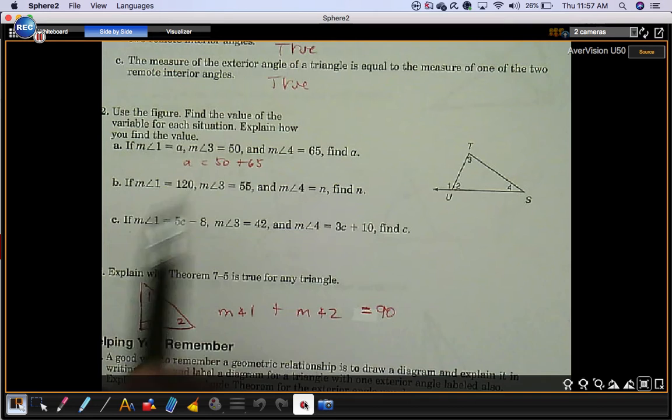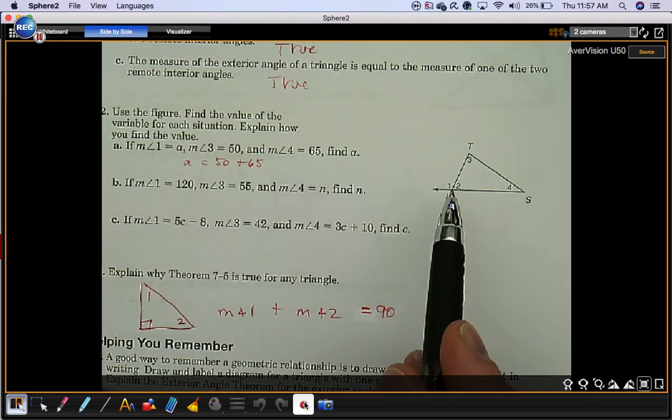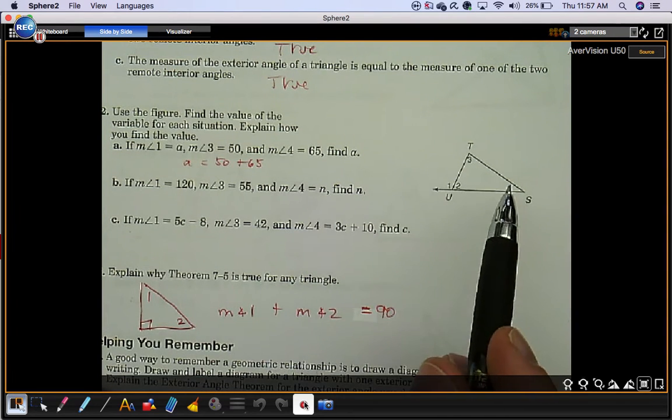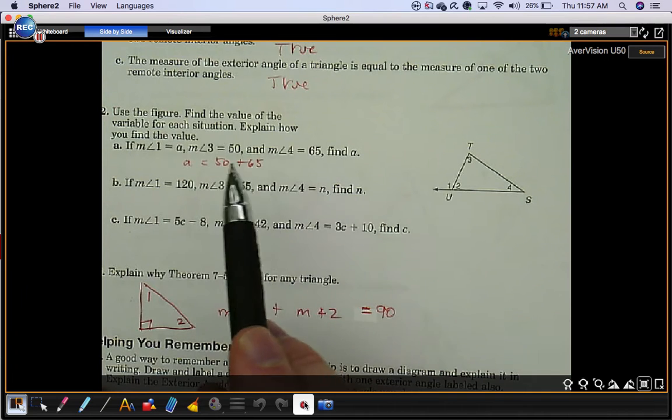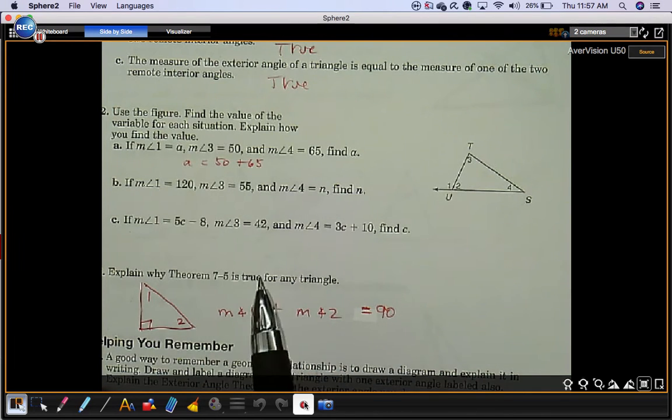Notice how I kind of wrote that equation as I went. I knew that angle 1 was an exterior angle. I knew angle 3 and 4 were remote interiors. So if you add those together, you get that angle measure.